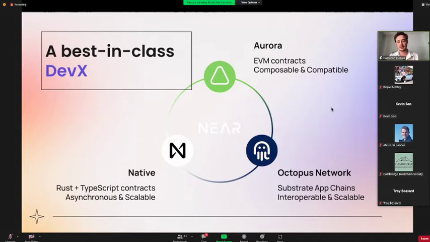And also now substrate-based chains. So everything that is being deployed on Polkadot today can also just be deployed right away on Near through something called the Octopus network. And this is very similar to the Cosmos ecosystem as well as Polkadot, because people are able to deploy their own app chains.